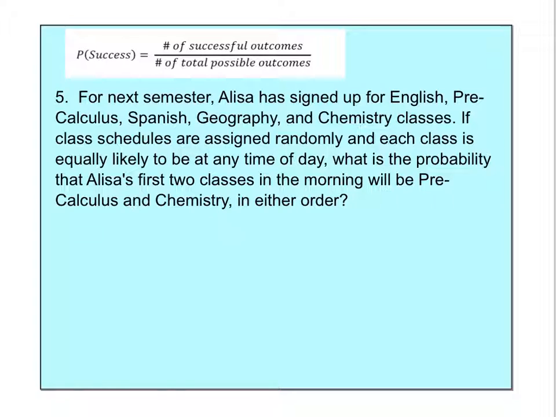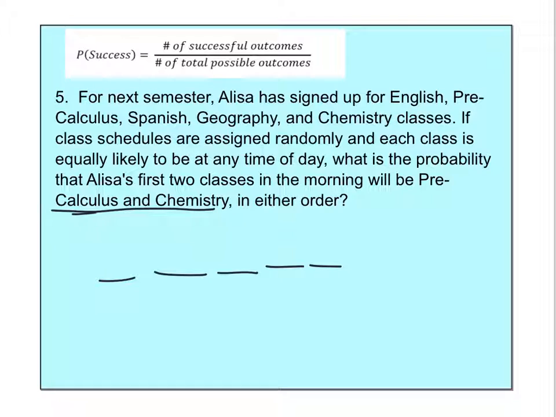So for the next semester, a schedule is assigned for English, pre-calc, Spanish, geography, and chemistry classes. If class schedules are assigned randomly and each class is equally likely to be at any time of day, what is the probability that Alyssa's first 2 classes in the morning will be pre-calc and chemistry in that order? So once again, I have 5 classes. What's the probability it's going to be pre-calc and chemistry in either order?